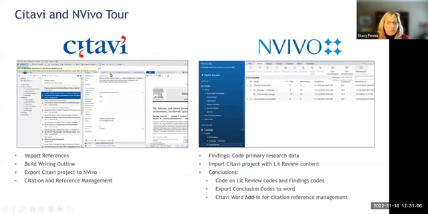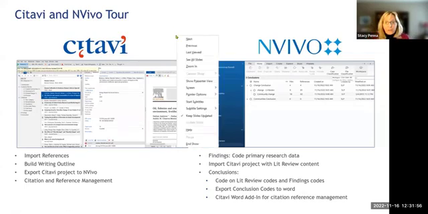So Citavi, I'm going to show you how you can import references, build your writing outline, export Citavi project to NVivo, and then how you can use Citavi to help manage your citations and reference your bibliography. And then with NVivo, I'll show how you can organize your findings, like Veronica talked about, how you can import the Citavi project with your lit review content into NVivo, and then how you can work with the codes you've had for your themes with the literature review to help you write the conclusion or that discussion section. And then how you can export that into Word and use Citavi again for reference management and citation.